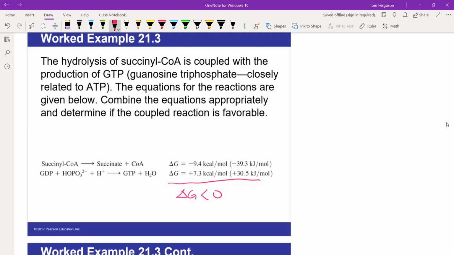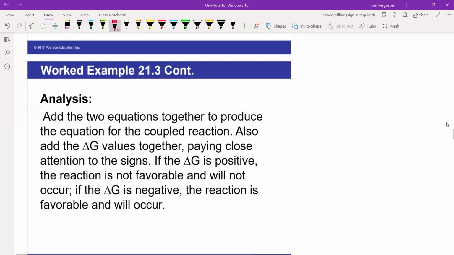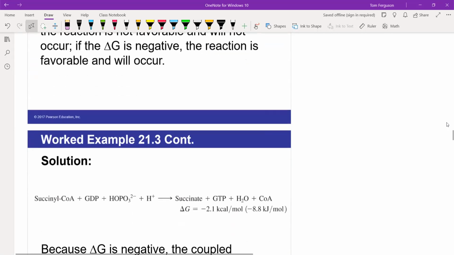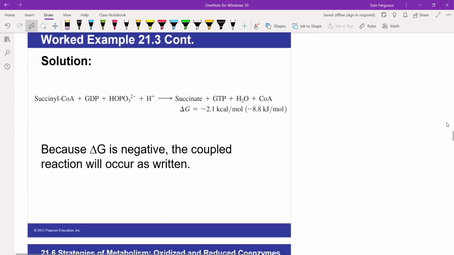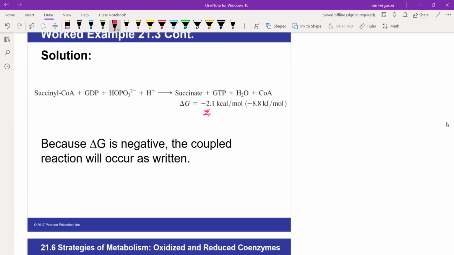So the net of this is another reaction requiring a fair amount of energy, but when succinyl-CoA goes to succinate plus CoA, it gives off minus 9.4 kilocalories, which is enough to overcome the positive 7.3 kilocalories required to go from, and this is similar to ADP and ATP, another energy molecule. We have a net of -2. So long as it's negative, it's favored.